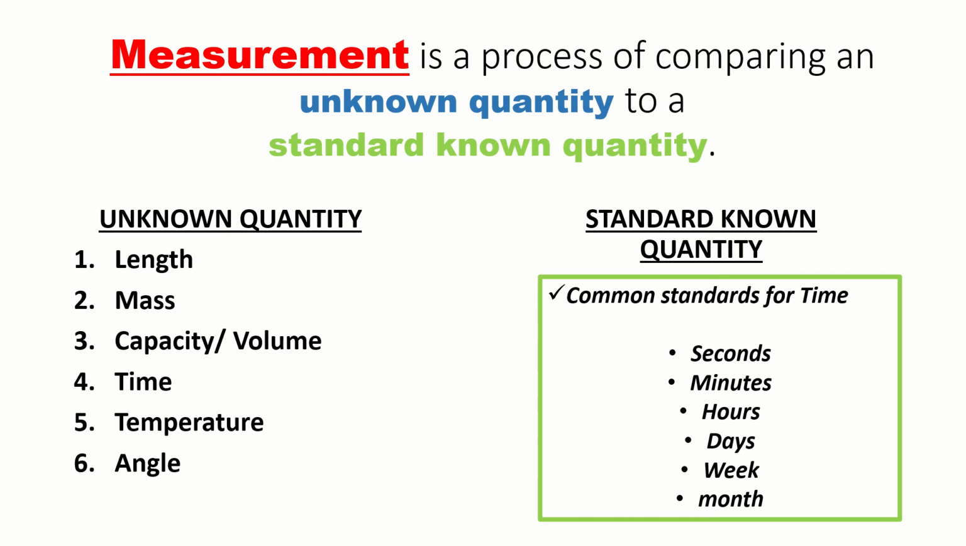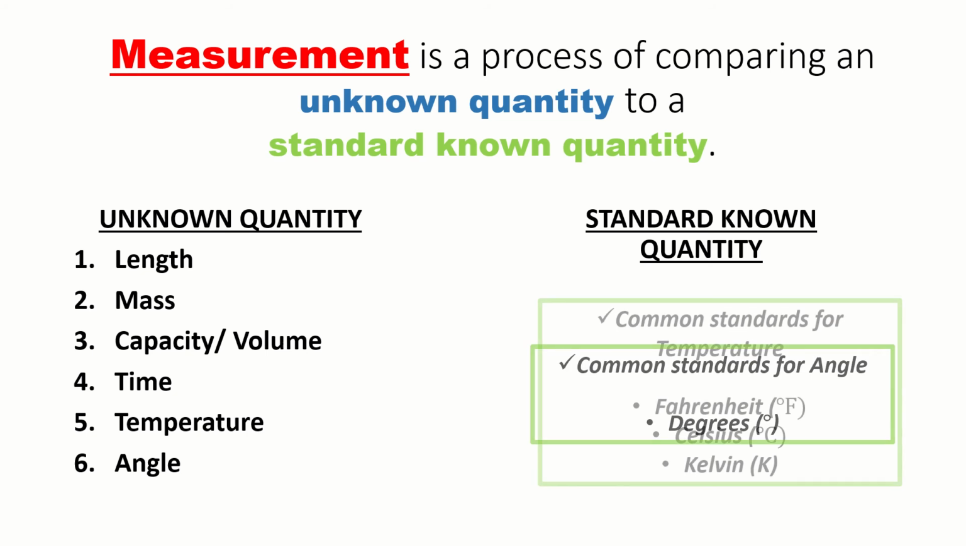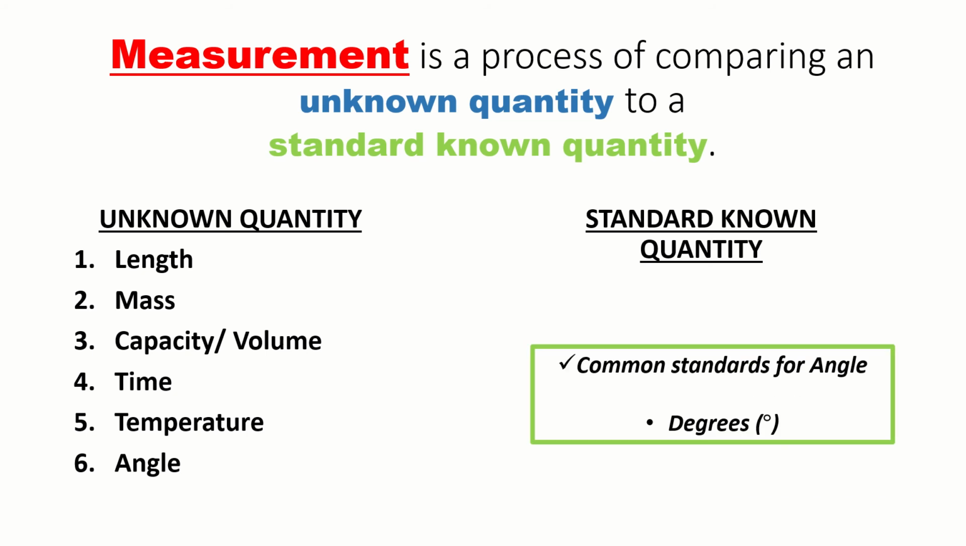And for time, this is not something new to us. We usually use it every day from one time to another. So we have seconds, minutes, hours, days, week, or month. Then for temperature, we have Fahrenheit, Celsius, and Kelvin. And for angle, when you deal with basics, you will be dealing with degrees only.